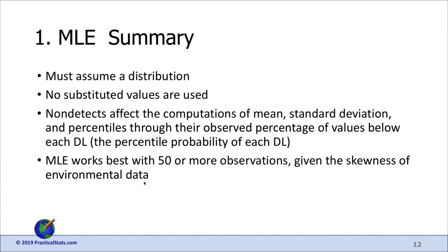So in general, a rule of thumb, there's nothing that I can tell you other than from experience, around 50 or more observations, both detects and non-detects totaling 50, I would recommend prior to using maximum likelihood, at least in most cases. The more skewed the data are, the more difficult it is to fit. So if you had something that looked like a normal, you could get away with something smaller, but generally around 50 or more.